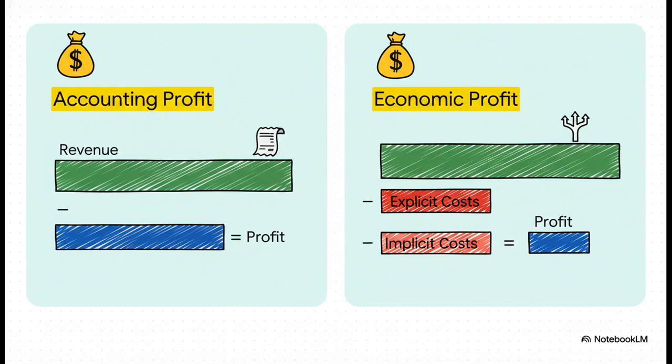Look on the left, accounting profit is pretty straightforward, right? It's your total revenue minus your explicit costs, the money you paid out. But now look at the economist's view on the right. Economic profit subtracts both the explicit costs and these implicit costs. So what are those? They're your opportunity costs, what you're giving up to run this business. And that is why economic profit is the true measure and why it's almost always smaller than what the accountant calculates.